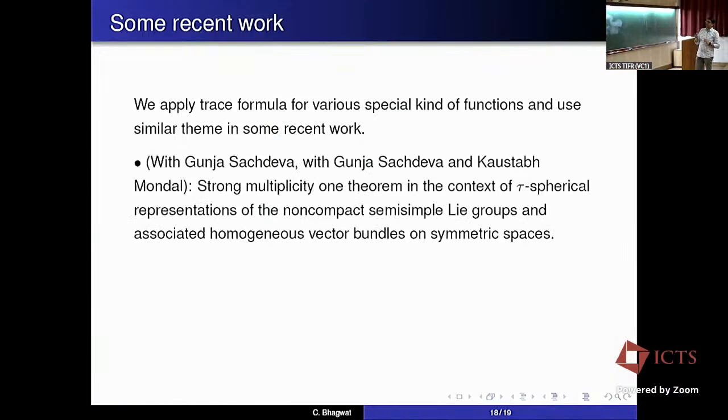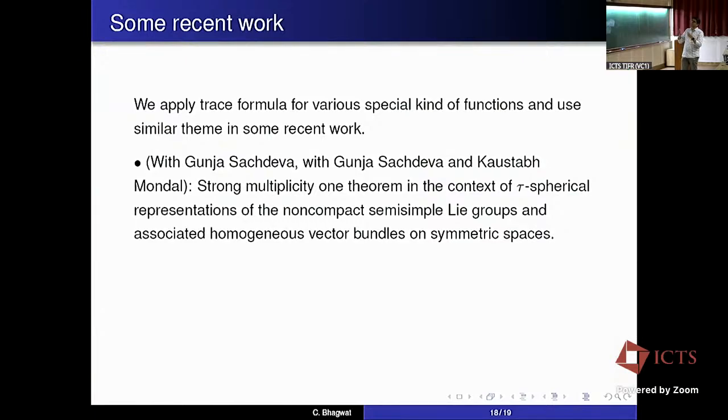Now, using all these themes, I'll briefly tell you the kind of results which were done recently. The first kind of results is what I just briefly talked about in the last 5 minutes. With my collaborators Gunja Sachdeva, as well as my PhD student Kaustubh, who is also attending this meeting, in a joint work we proved some generalizations of what we saw here in the context of tau-spherical representations. So tau-spherical is written over there: the homomorphism space between tau and pi over K is non-zero. For such representations, can we write a strong multiplicity one theorem? The shape is slightly different because these taus are not self-dual, so tau and tau dual both we have to consider.